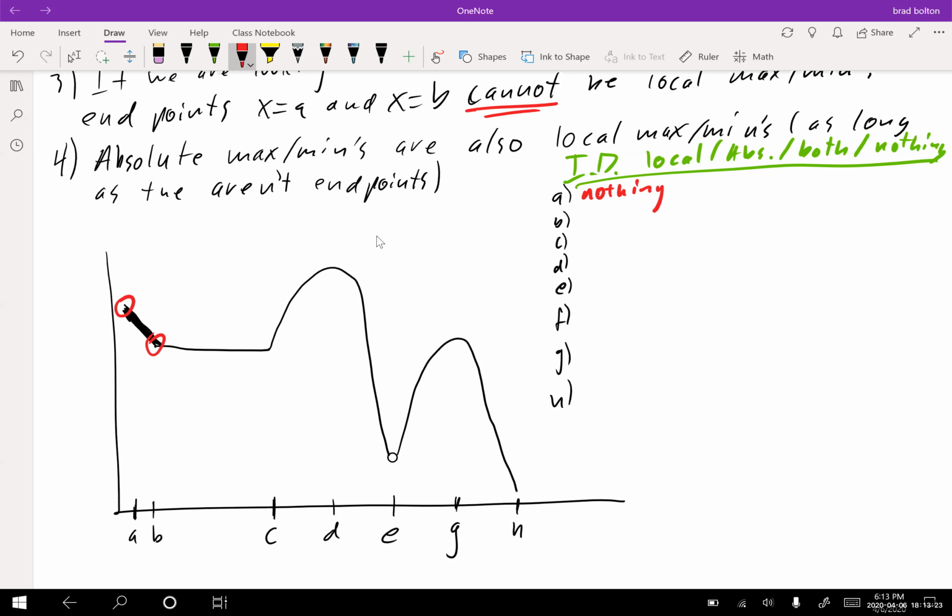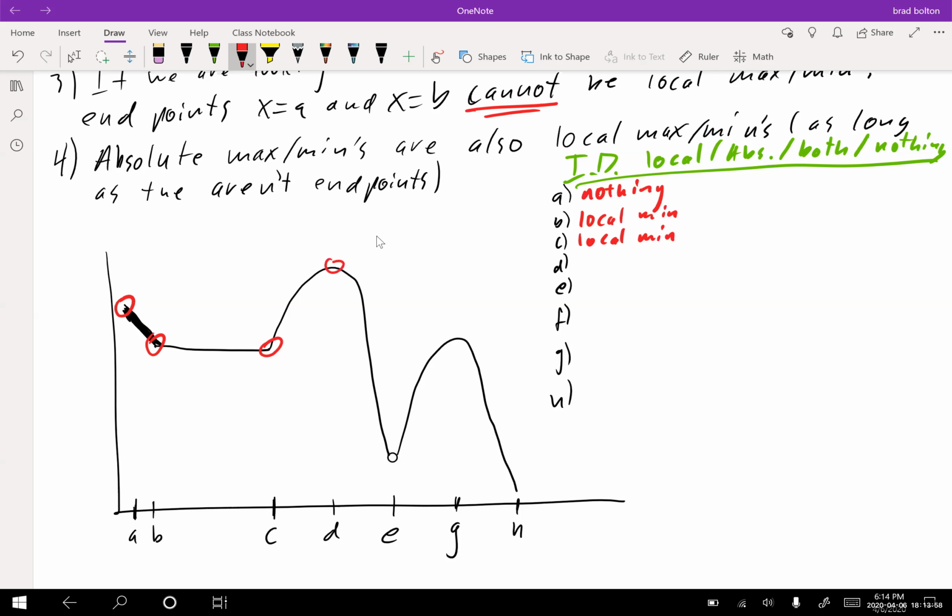Nope, he's not the highest or the lowest, so B is not an absolute min or max. However, in that neighborhood, is it the lowest point in the neighborhood or equal to the lowest point in the neighborhood? Yeah, so I'm going to call this a local min. Okay. Now C, in that neighborhood right here, is he the lowest point or tied for the lowest point or equal to the lowest point? Yep, so I'm going to call him a local min as well.